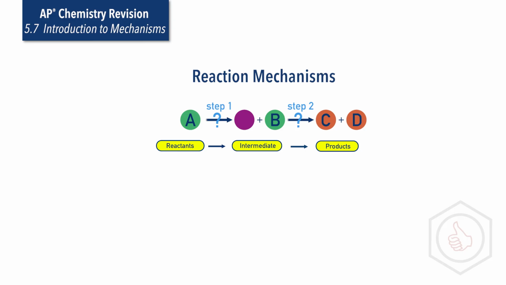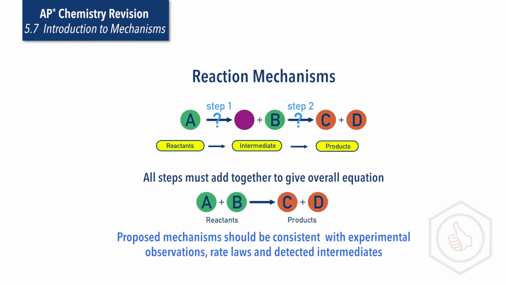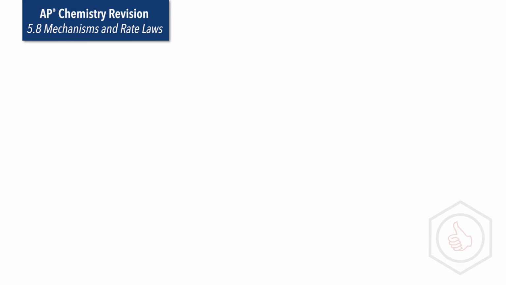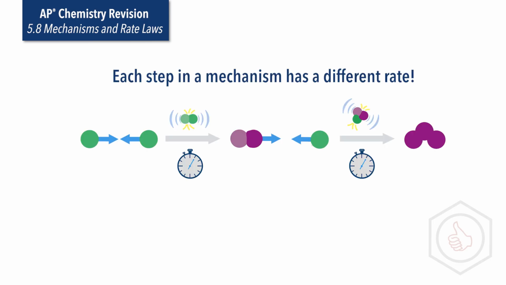All elementary steps must add up to the overall balanced chemical equation. The mechanism should be consistent with experimental observations, and especially the rate law and any detected intermediates. In a multi-step reaction, not all steps occur at the same rate. The step that is the slowest is called the rate limiting step, also called the rate determining step.